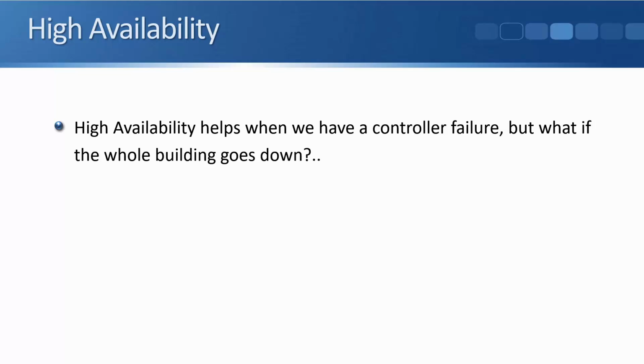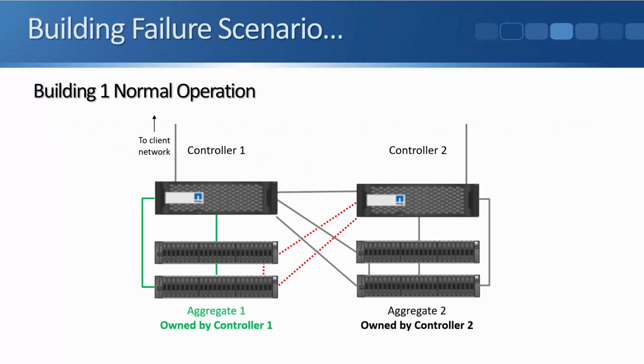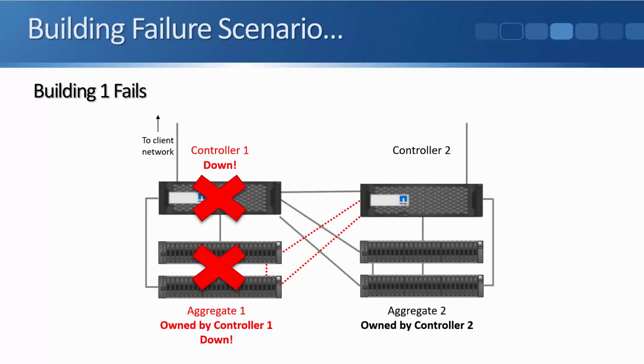So high availability helps when we have a controller failure, but what if the whole building goes down? In the example now, I've got controller 1 and its disk shelves in one building, controller 2 and its disk shelves in a different building. And this time it's not just the controller that fails, we lose the whole building. So I have a power outage, for example, there. So I've lost my controller and I've lost my disk shelves as well.